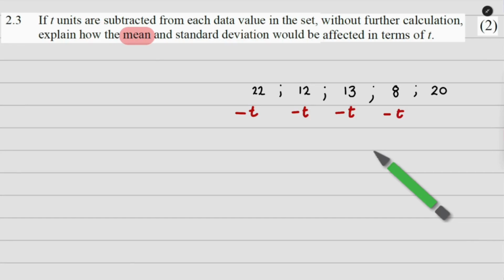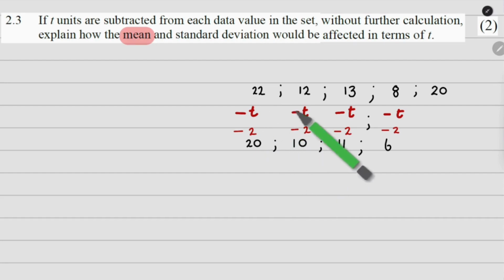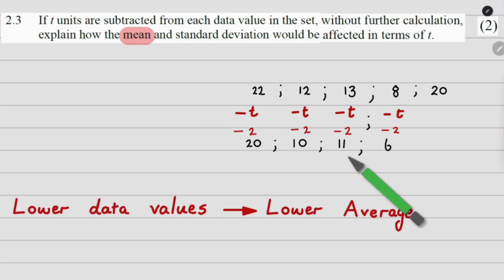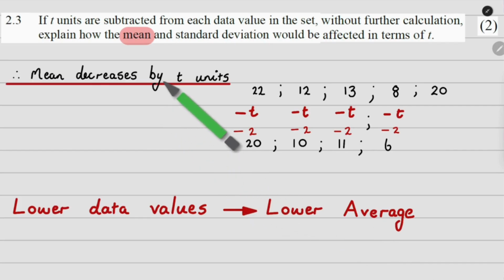And what really helps me wrap my head around this is just choosing a random number. So let's say t was 2. So I just minus 2 from each data entry. And it gives me a new data set. And I can see with this new data set, all these data values are lower. So the average is going to get lower. If I have lower data values, I'm going to have a lower average. And we know that it's going to be lower by a very specific amount. Each one is lower by t units. And that sorts out the mean.